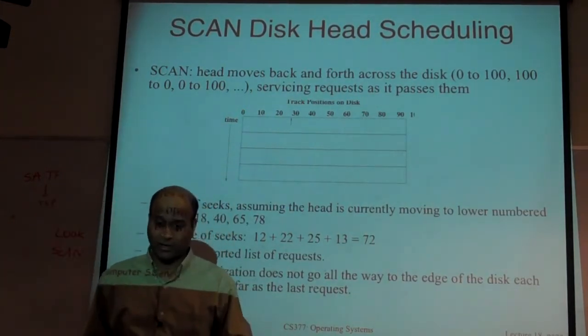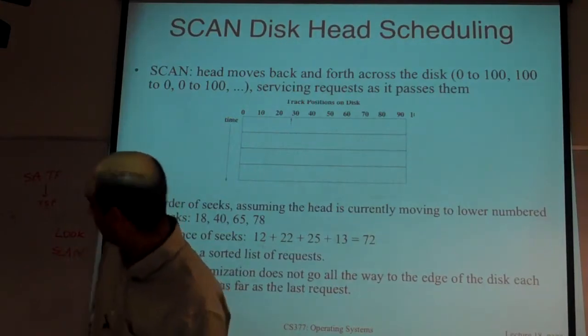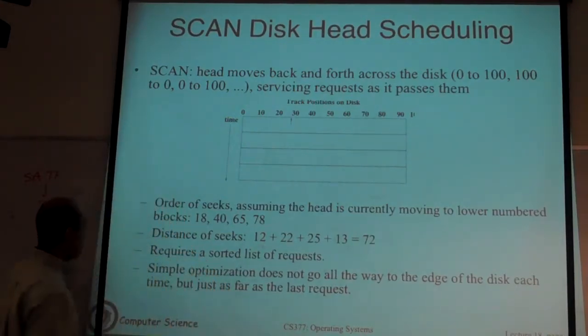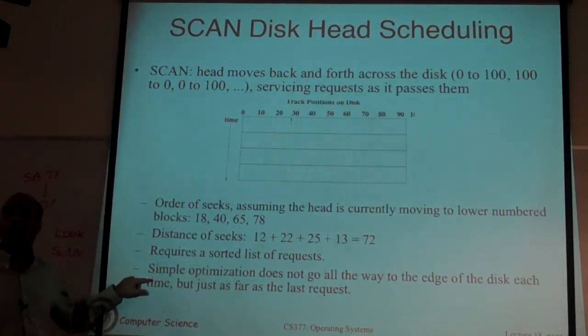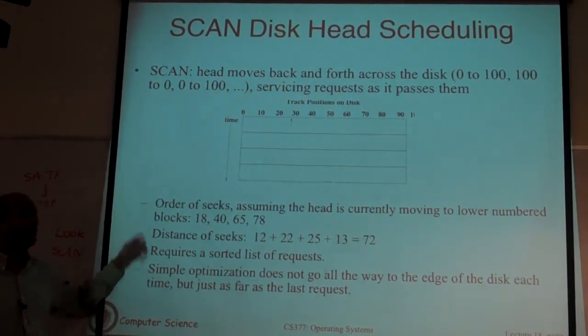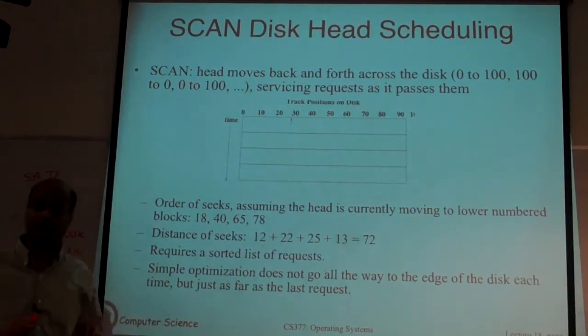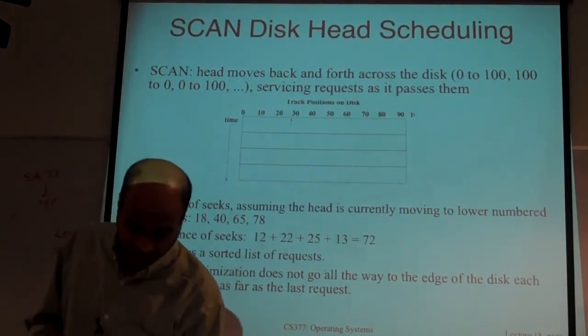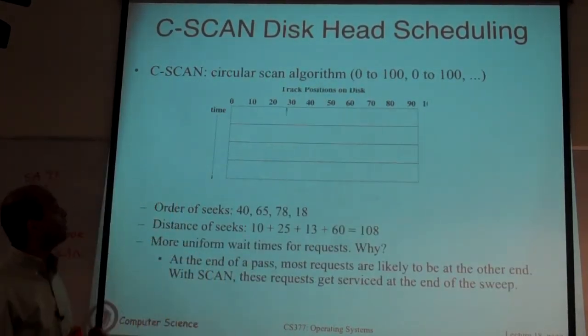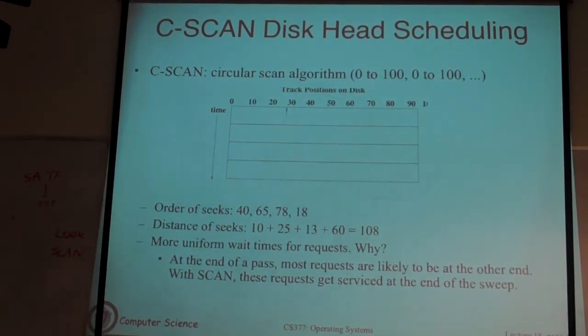Okay, so this is scan. There's yet another variant. I talked about scan, and I talked about an optimization of scan. We said don't go all the way to the end, switch directions if there are no more requests in the direction you're sweeping, and start sweeping the other way. That's one optimization. Here is another one, which is called C-scan. And then there is a version of this called C-loop. It does the same thing.